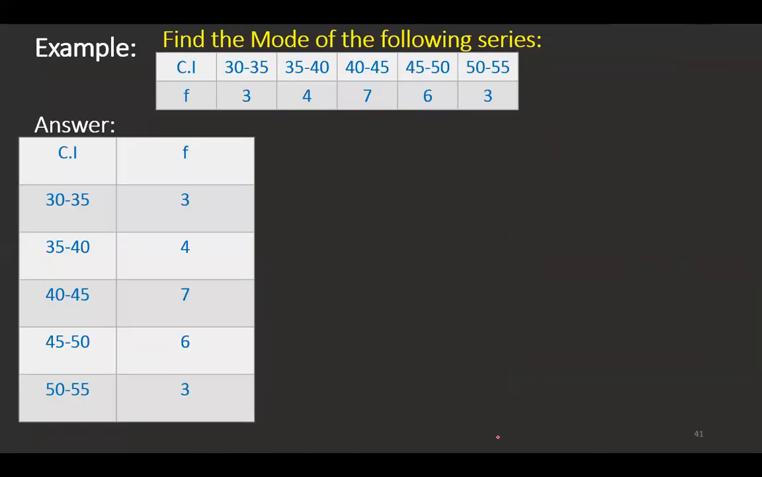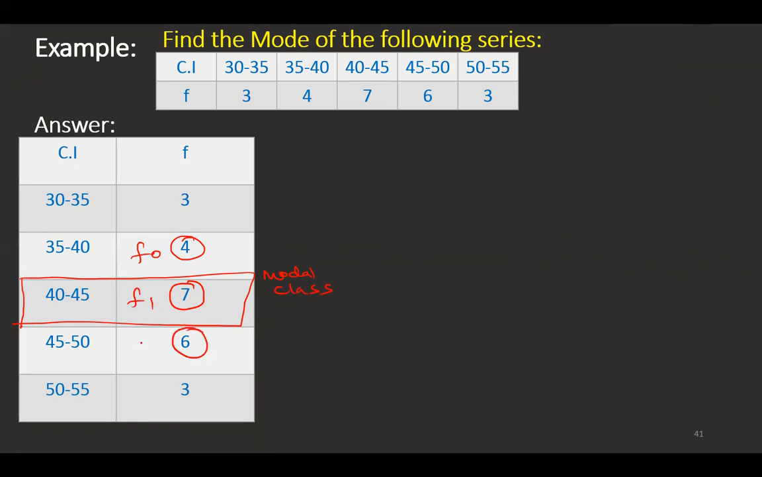So now we will do it directly. Which class has the highest frequency? 3, 4, 7, 6, 3. This is the highest frequency here. So what does my step say? Mark this as the modal class, and you are going to find out the values. Now, the previous one I will call F0, this one I'll call F1, and the succeeding one I'll call F2. Then I'm going to substitute in the formula.